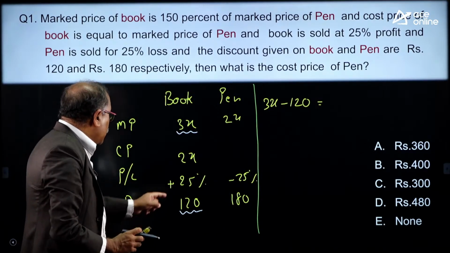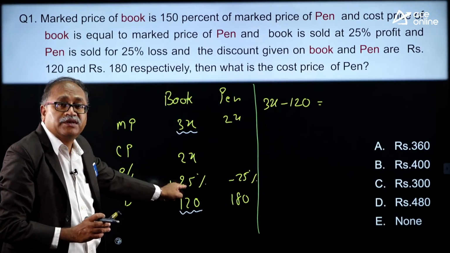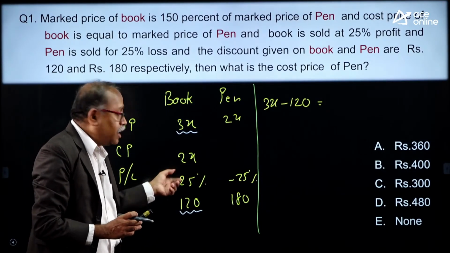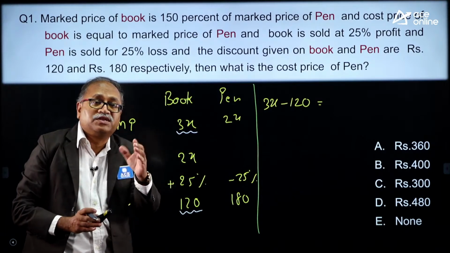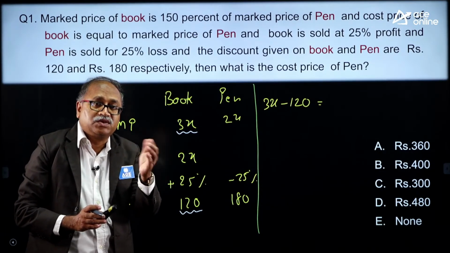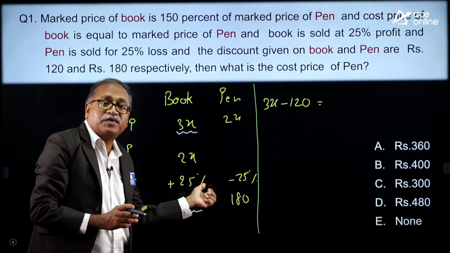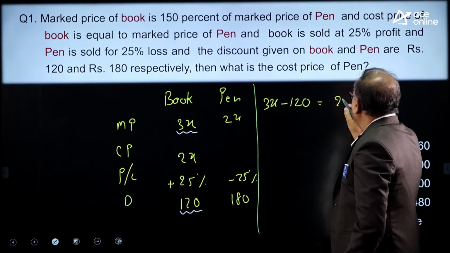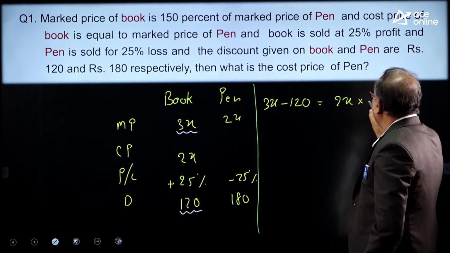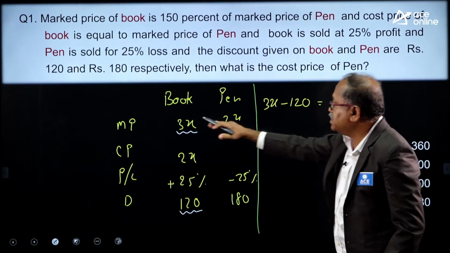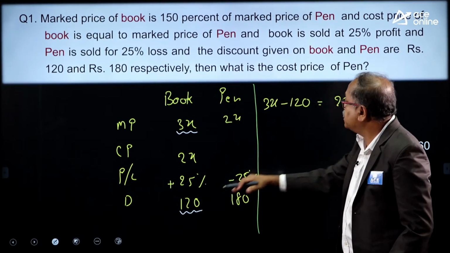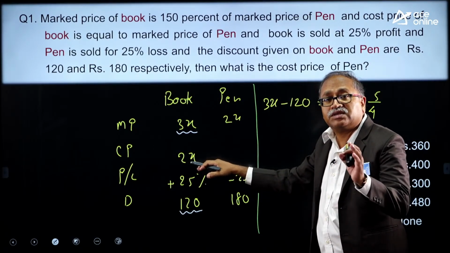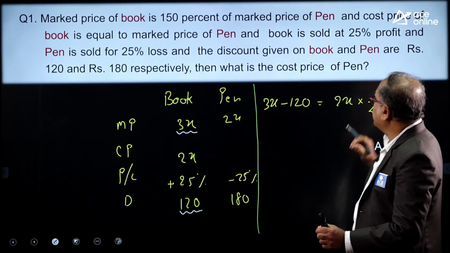In another case, I am getting the profit percentage of 25%. So, we know the cost price is 2x, and if we add the 25% profit, it becomes 125%, that is 5/4. So, 2x into 5/4. That is also your selling price. Mark price minus discount is the selling price, and here that is 25% profit. The cost price is known to us in the form of 2x, into 5 by 4.